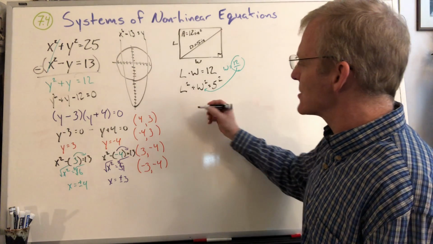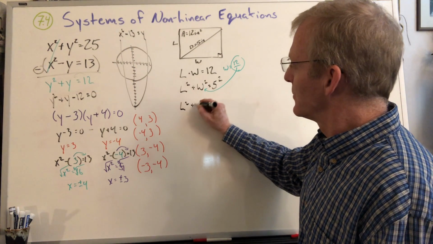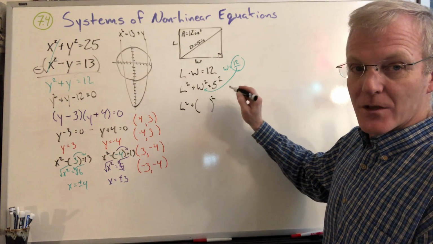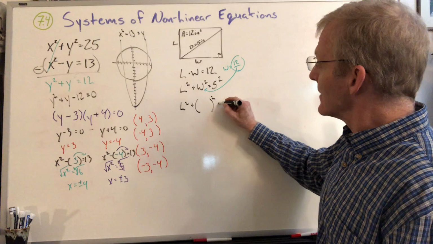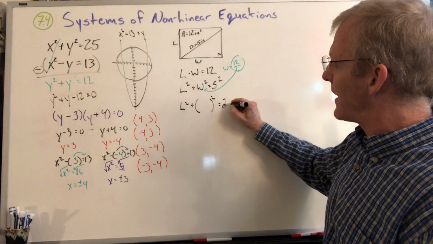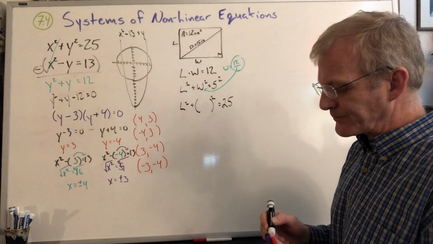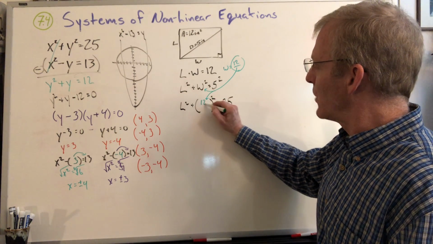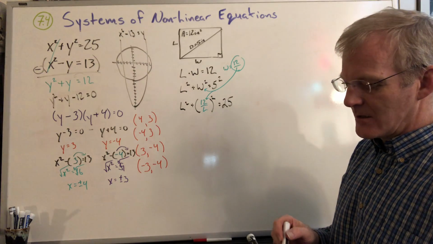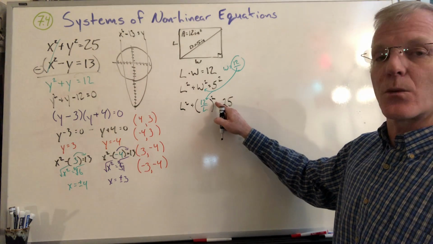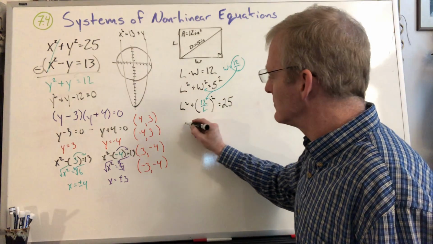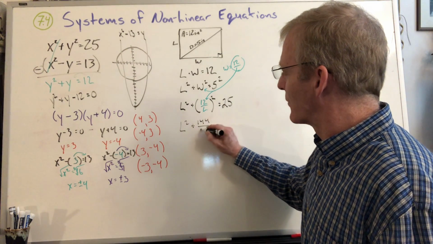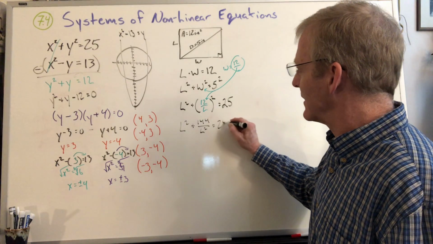Let's put it right there. So we would get length squared plus width squared. That's going to be important to remember, that square there, in a minute. Equals 5 squared. Let's go ahead and multiply that out and call it 25. So we know the W right here is 12 over L. So what we've got to realize now is we've got to square this fraction. It's okay. L squared plus 144 over L squared equals 25.